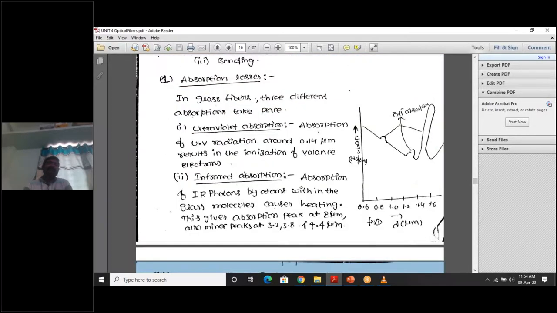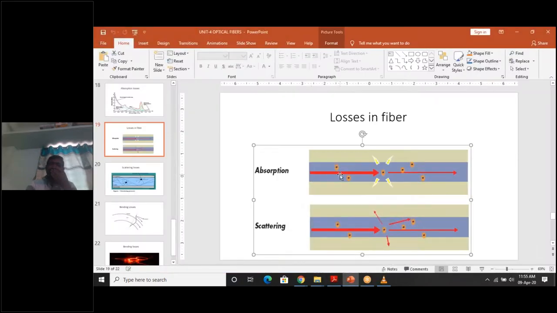Next, what is infrared absorption? If infrared light is passing through the optical fiber, what happens, you know? This infrared light is absorbed by atoms. Atoms of what? Glass. The core medium is made up of glass, right? This glass is made up of what? Atoms. This atom itself absorbs certain wavelengths of infrared, not all infrared, only certain infrared wavelengths.